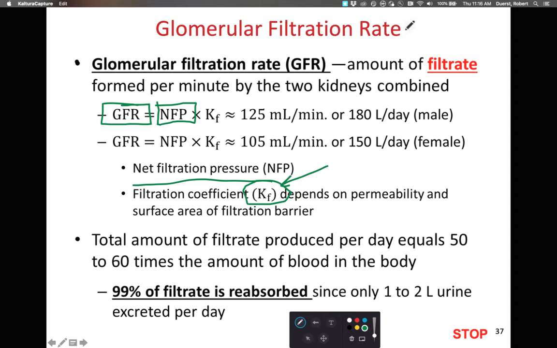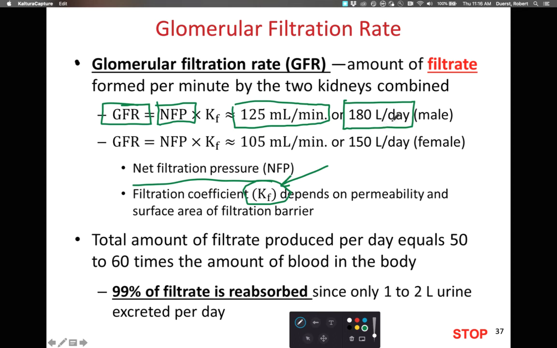Generally speaking, males have larger kidneys and have a higher overall filtration rate because they have a higher overall surface area of their filtration membranes compared to females who typically will have smaller kidneys and less overall surface area of the glomeruli of their nephrons. So for an average, quote unquote, average healthy male, we produce about 125 milliliters of filtrate per minute, or approximately 180 liters a day of filtrate.